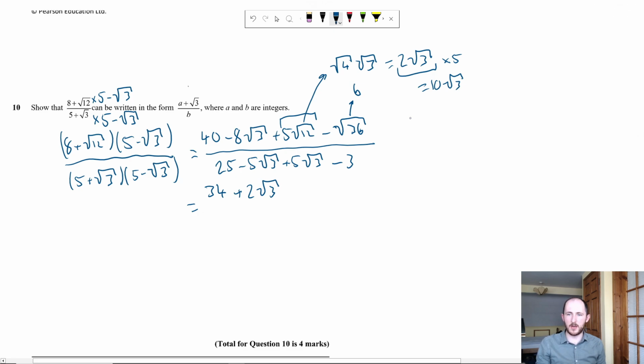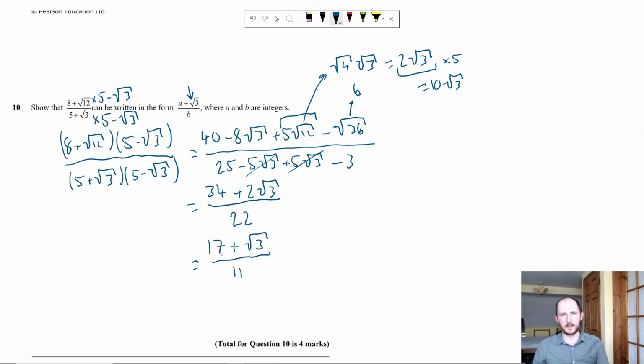Now you may notice there's no number in front of the root 3 here, but you know, just wait. I've got a feeling this is going to work out. And that's going to be over, well, these two things obviously cancel with each other. And 25 minus 3, get your calculators out, 22. So now, in order to get rid of the number in front of the root 3, that's a 2, right? So I want to divide everything by 2. And when I say everything, I mean every single term. 34 divided by 2 is 17. 2 divided by 2 is 1, so I'm not going to bother writing it. 22 divided by 2 is 11. That is our final answer for 4 marks.